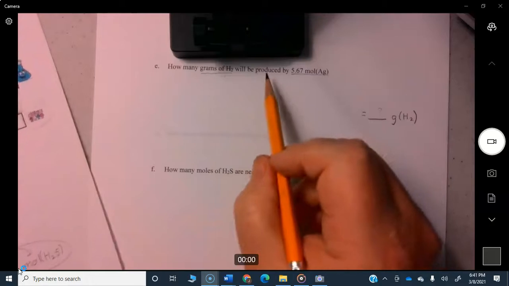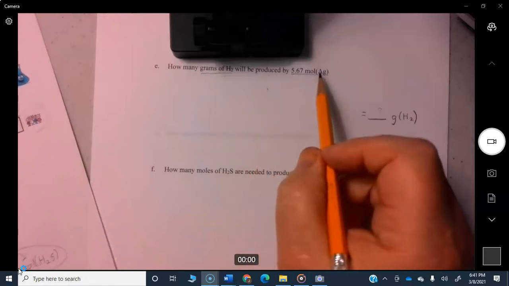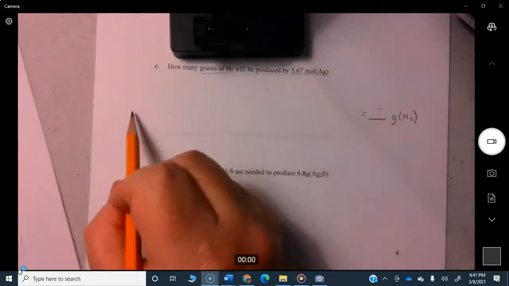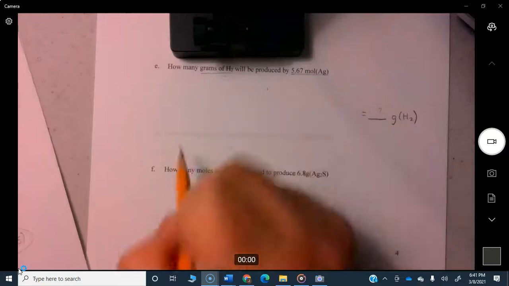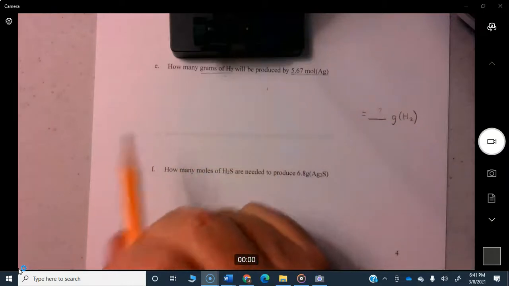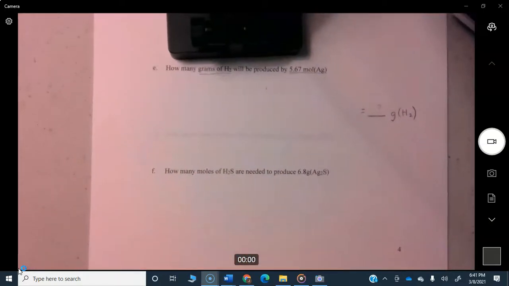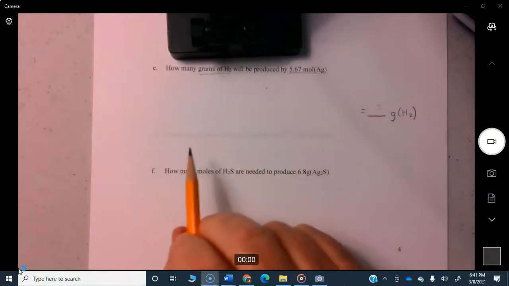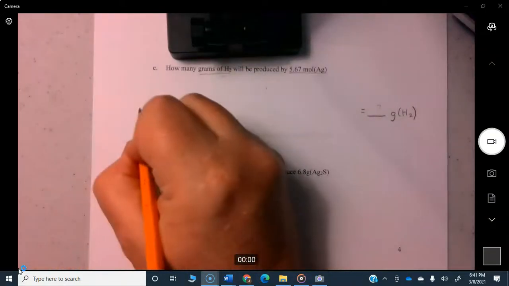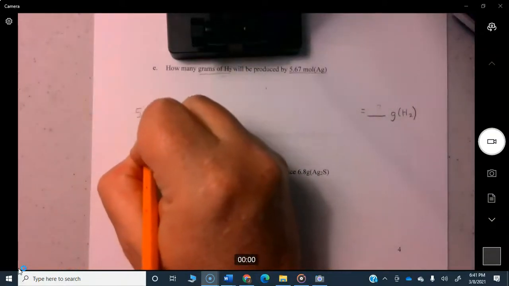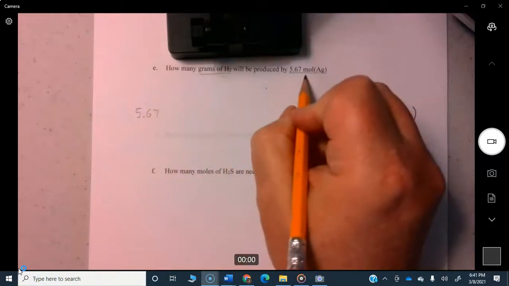And then we're starting with 5.67 moles of Ag. So I'm going to come way over here on the left because you don't know how many conversions sometimes you might need. We do in this case, because we just talked about it. But you want to leave plenty of space. It's better to have too much space than too little. So I'm going to come over here and write 5.67, and it's moles of Ag.